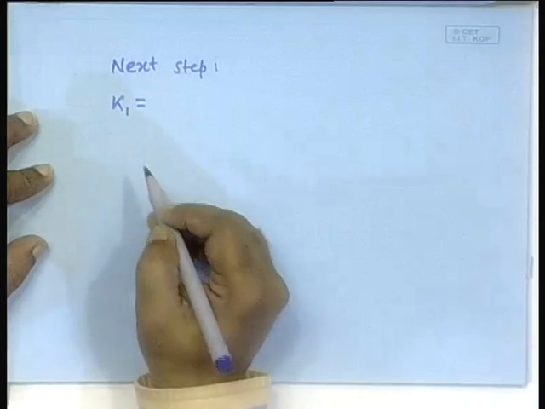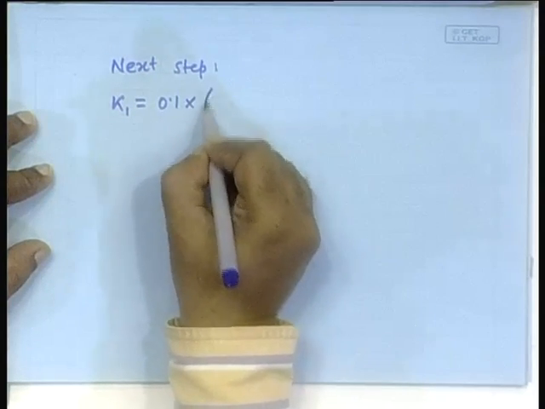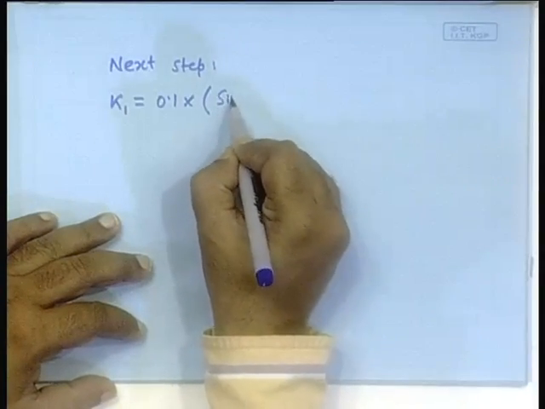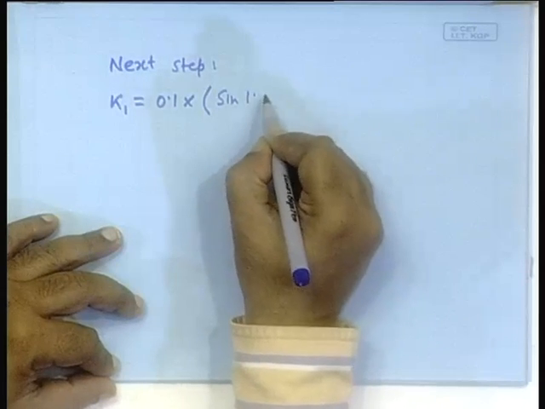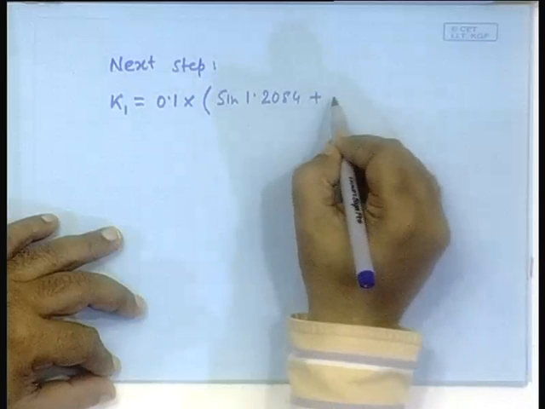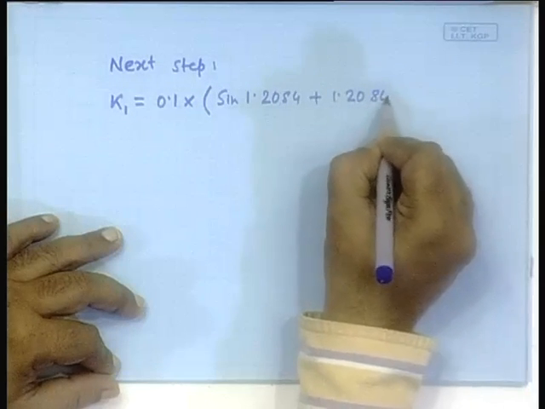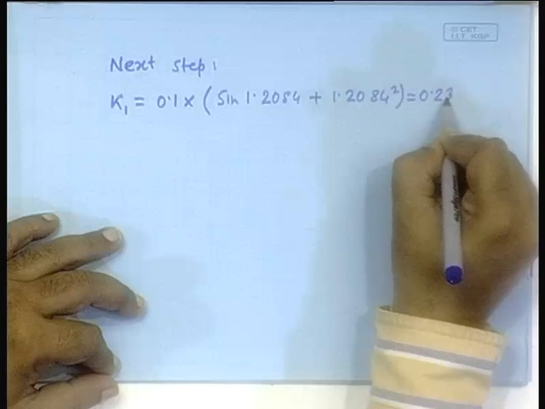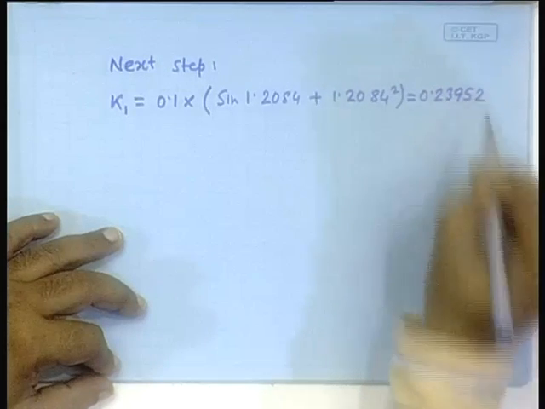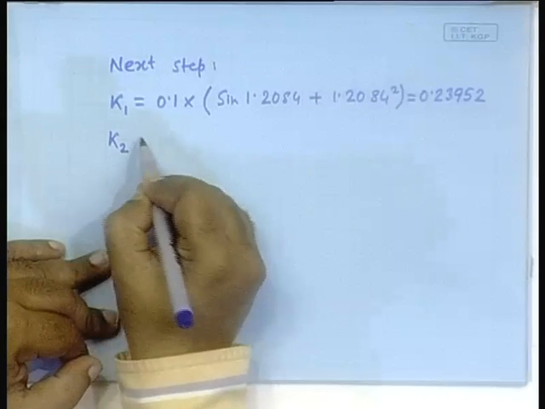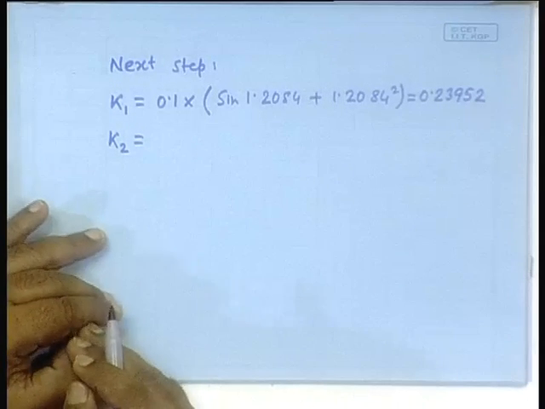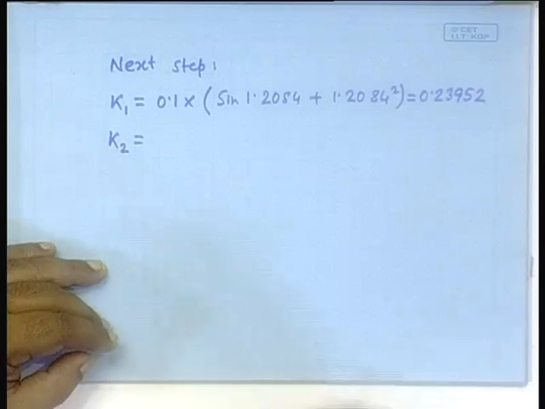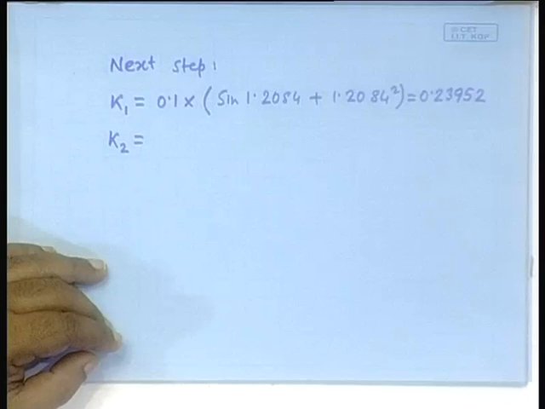Next step, again k1 is equal to 0.1 times, now this has to be substituted, sine 1.2084 plus 1.2084 square is equal to 0.23952. K2, how to calculate K2?